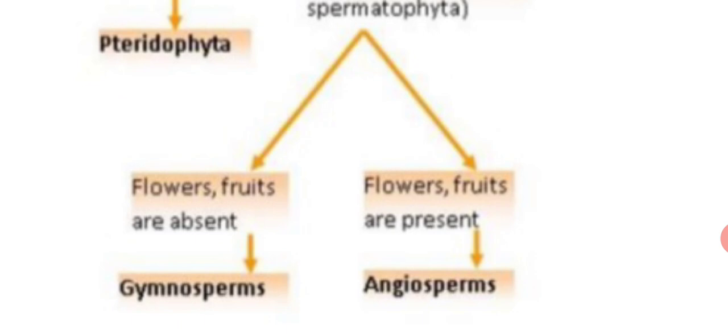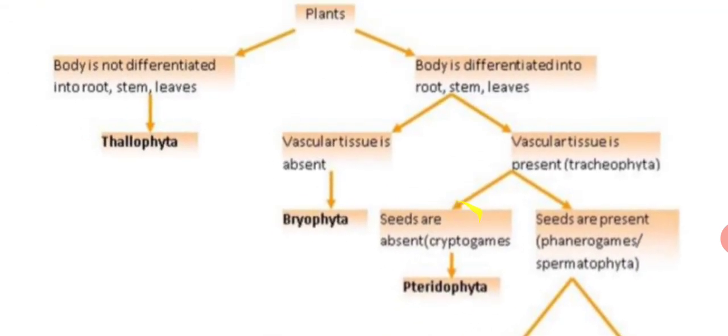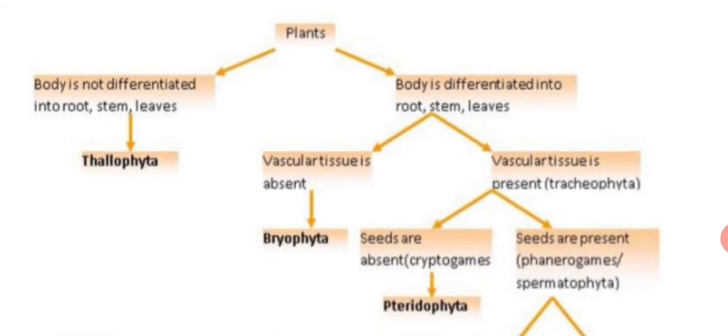And those plants which bear seeds, fruits and flowers are called angiosperms, or the flowering plants. Angiosperms are the most advanced plants in the whole plant kingdom. So from this flow chart we can draw some conclusions. If you remember, in the very first chapter we studied about taxonomical keys.